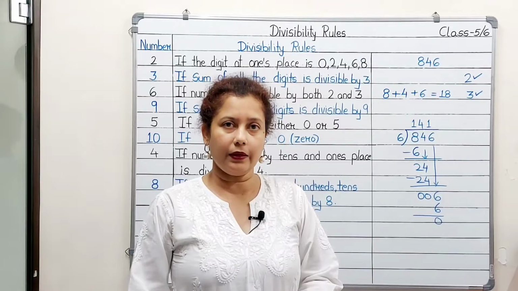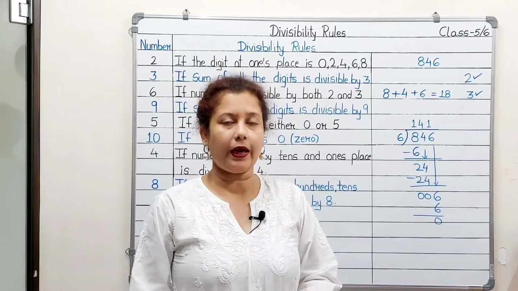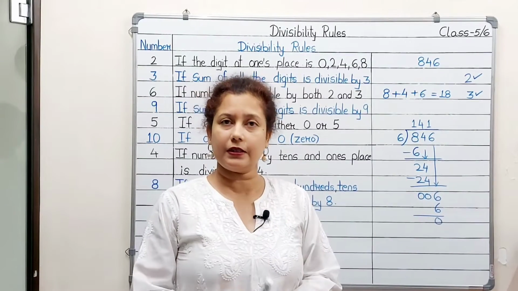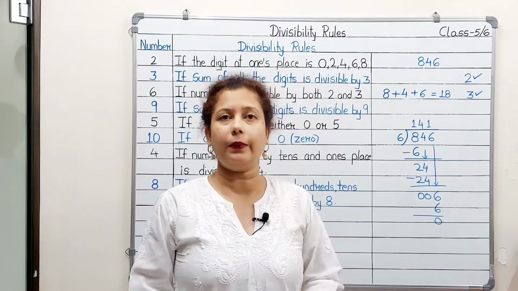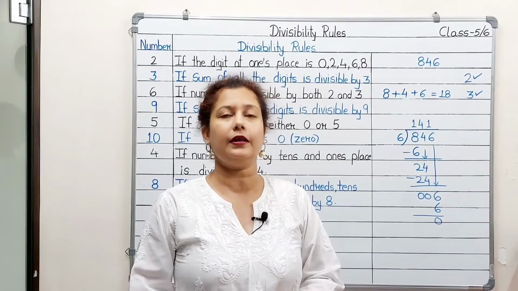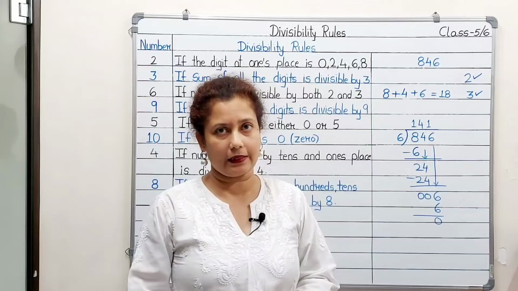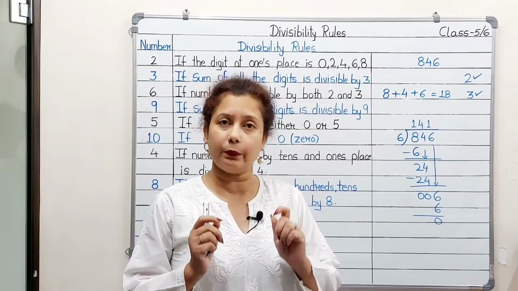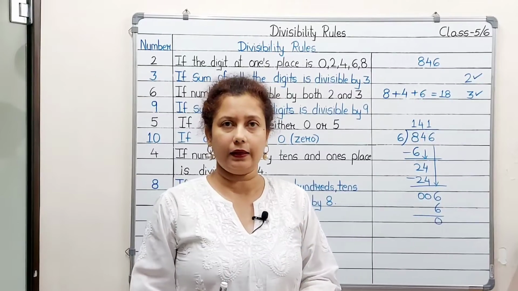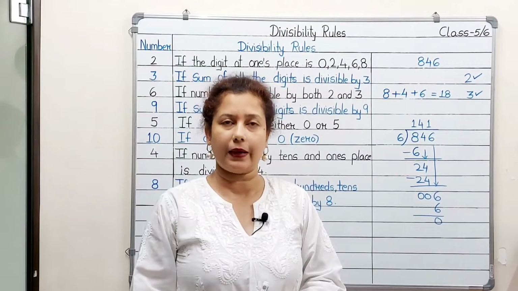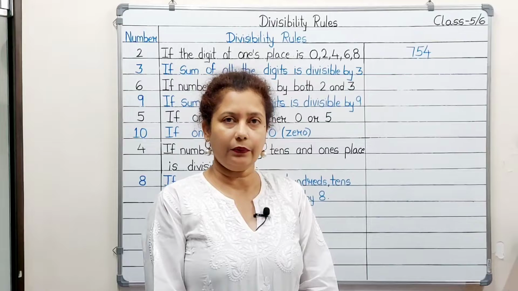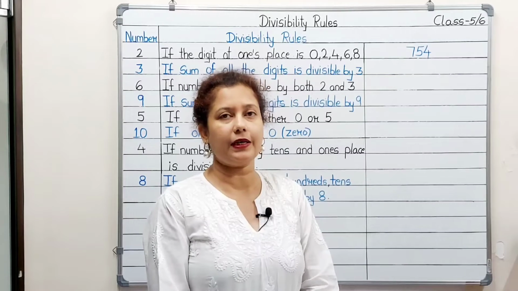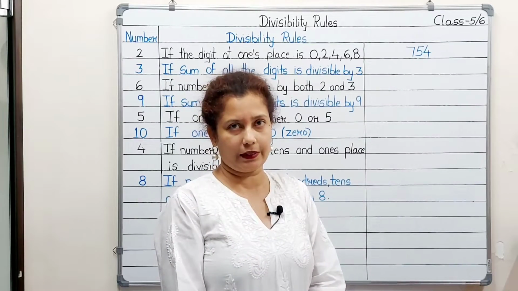If the given number is divisible by 2 and not by 3, or if it is divisible by 3 and not by 2, then that number is not divisible by 6. The condition is that the number should be divisible by both 2 and 3, then only it is divisible by 6. Now we will take one more example to understand divisibility rule of 6.